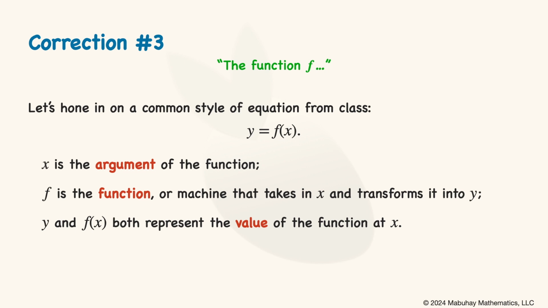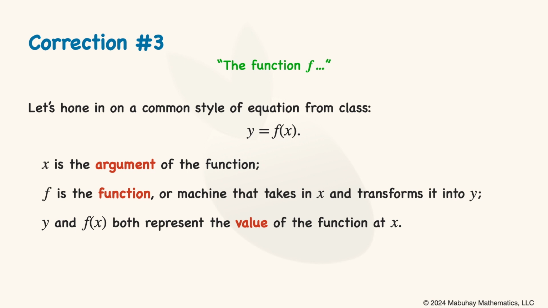Again, x is the argument or input of the function, f is the function itself, or the machine that's taking x and transforming it into something. And now y and f of x are equivalent representations of the value of the function f at x. We typically use y when we want to emphasize its identity as a variable, specifically the dependent variable to x's independent variable. And we use f of x when we want to emphasize that it's the value of a function.